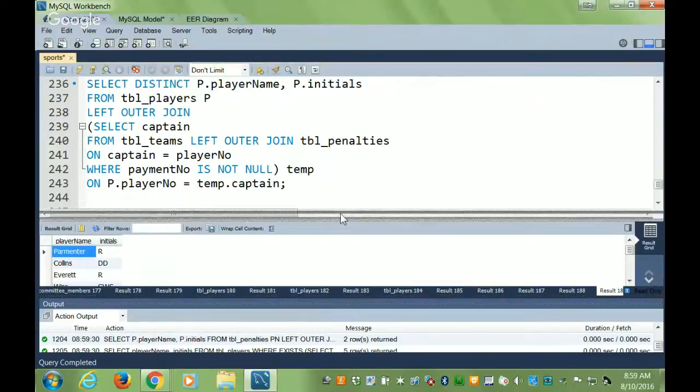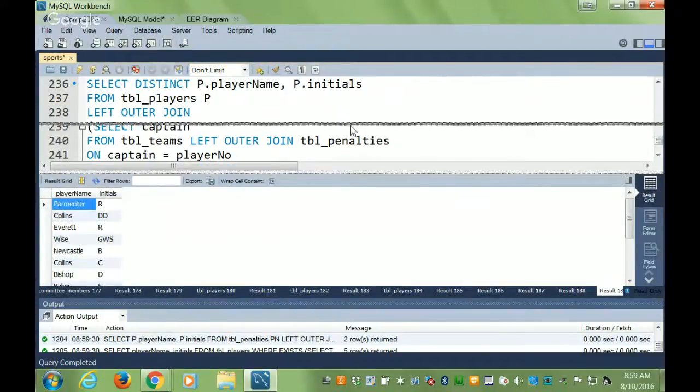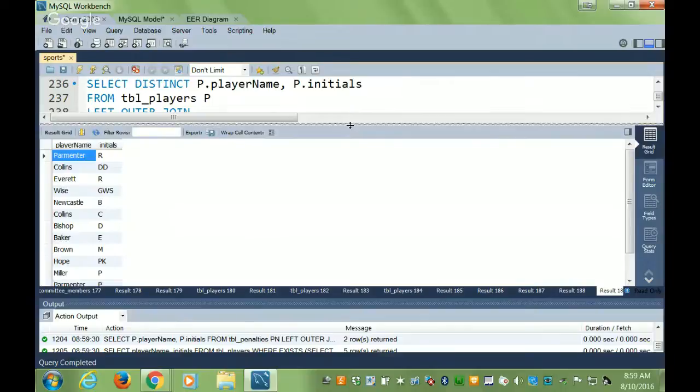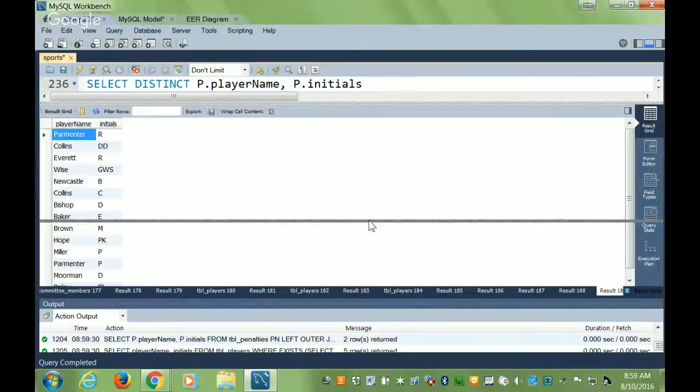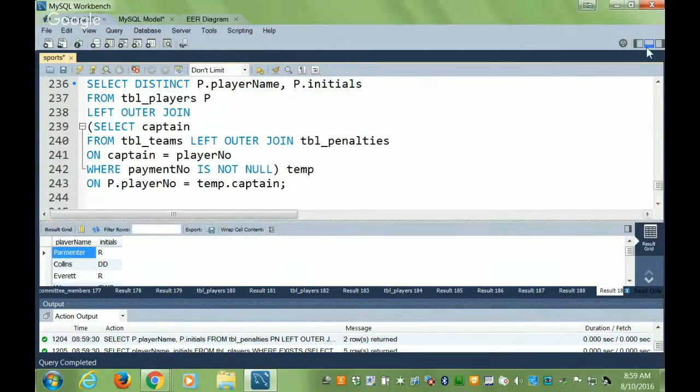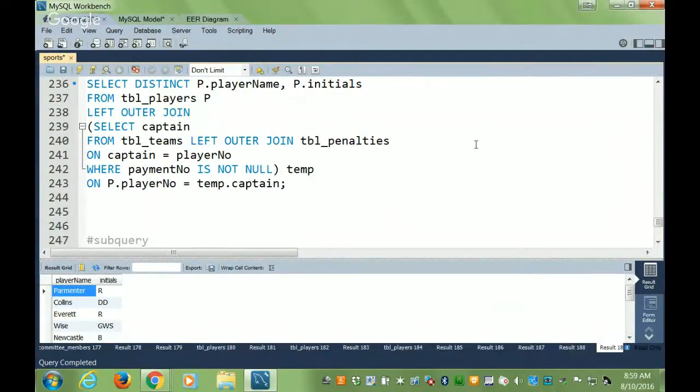Oh, no, the answer is incorrect. It's giving everything from the whole table. That's strange. Like, how is it doing that, giving everything from the table? I don't think we're successful. We didn't get a runtime error, but logically it's a wrong answer. It is a wrong answer because the answer we need is this. These are the people who are captains. But here, I think every player has come forward here.